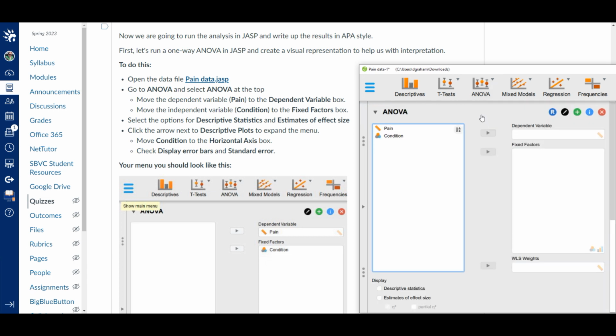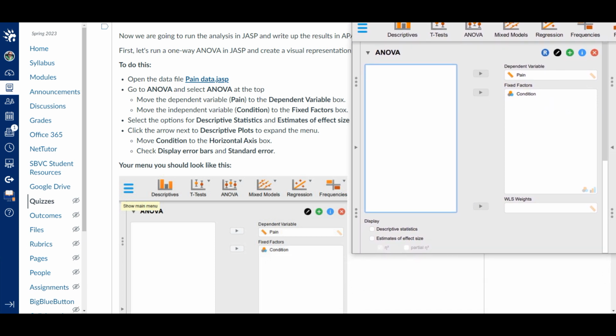So once we open our ANOVA menu, we're going to select our dependent variable, which in this case is pain, and move it into our dependent variable box. And you'll note that it will only accept a scale variable here, which is why it's important that we change this to scale. If you're not able to move yours over, it may be that you haven't changed yours to a scale variable. Now we are going to move our independent variable to our fixed factors box.